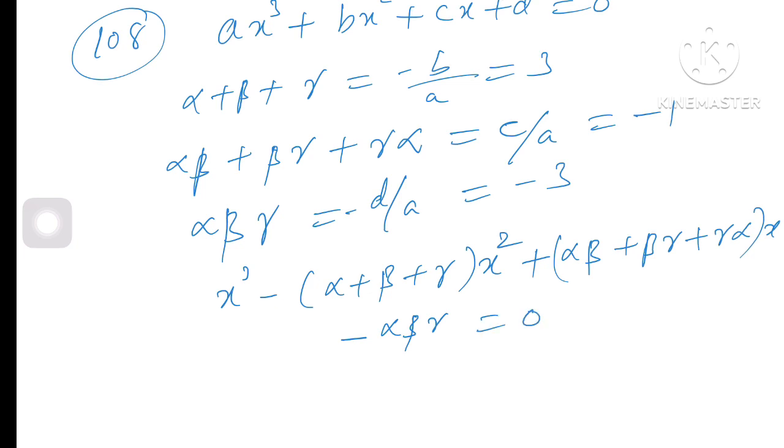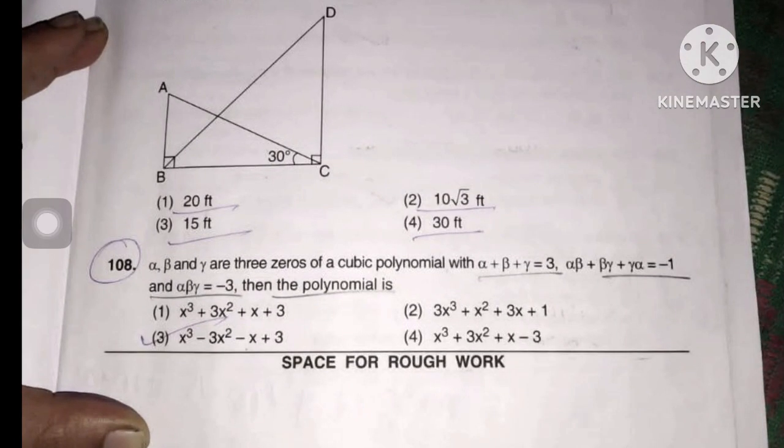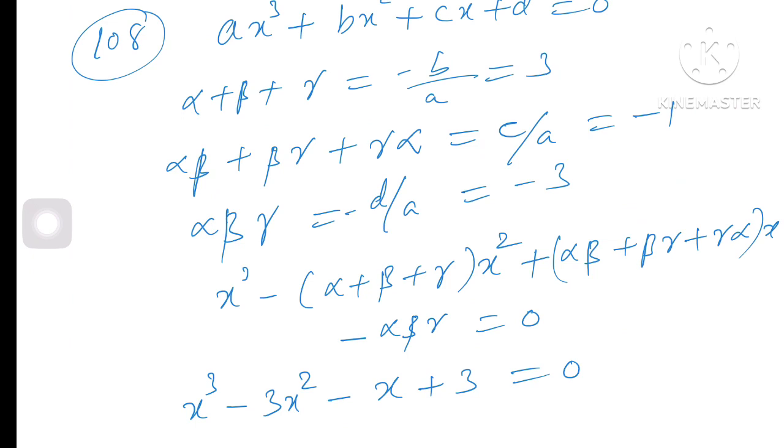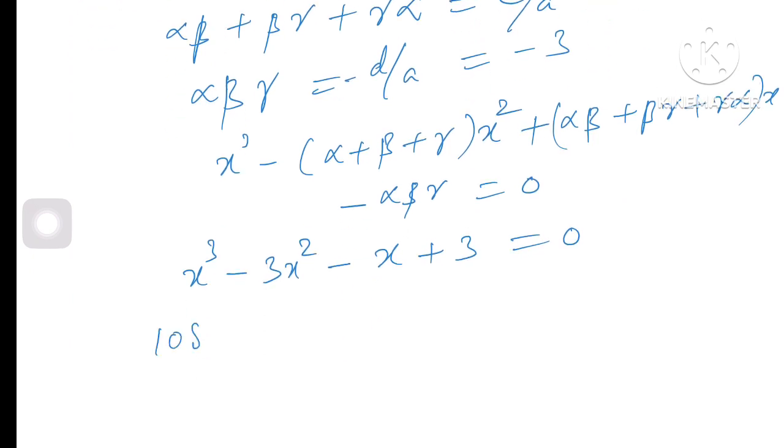So basically the answer is x cube minus 3x square minus x, minus minus plus 3 equal to 0. So which option is correct? x cube minus 3x square minus x plus 3. That option is correct. That is for 108. Option number 3 is correct.